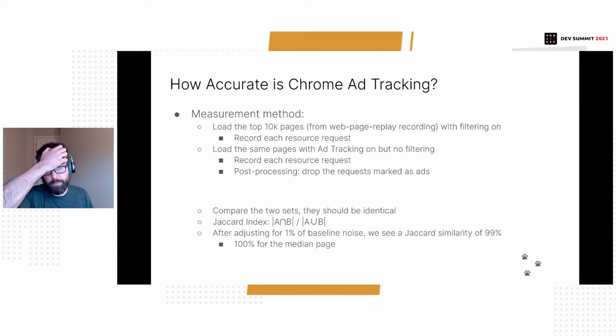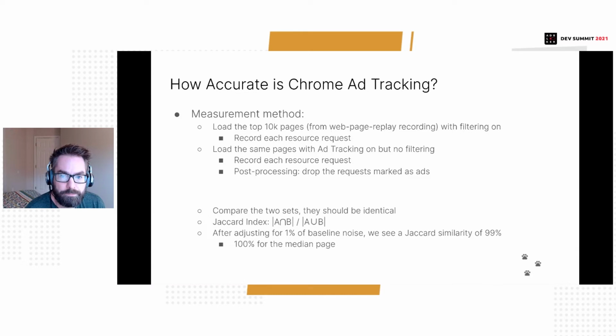Okay, so we have a better method, but how does it perform? That's always tricky to analyze. You need ground truth, and in this case, we're assuming that the filter list we use is ground truth. What we're trying to do is basically just be as good when tracking as our filter list would be when filtering. And we also need some sort of data set of pages to test against. So in this case, we used Web Page Replay to record the top 10,000 sites.